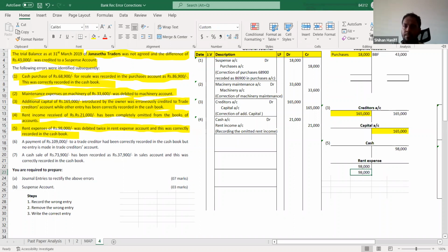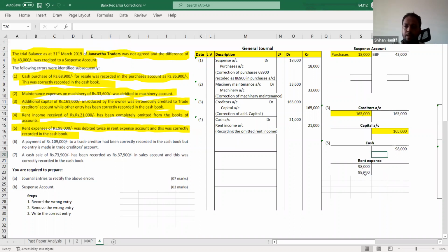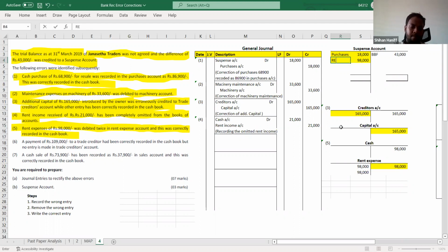So how do you correct this? We have to remove one entry from here. So 98,000 credit. And if you remove one, then it's correct. Then the other entry goes to the suspense account. 98,000. Rent expense.